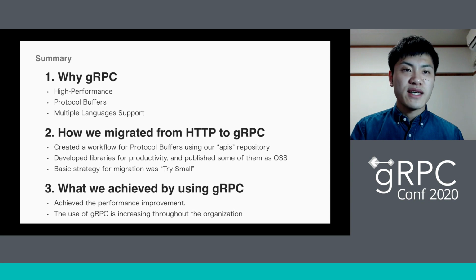And next, I talked about how we migrated from HTTP to gRPC. By using gRPC, we have created a workflow for protocol buffers using our APS repository. And we have also developed some libraries for productive development environment of gRPC and published some of them as OSS. And in the migration step, the basic strategy was try small, so we tried in a small and quick way. Then we could achieve the migration.